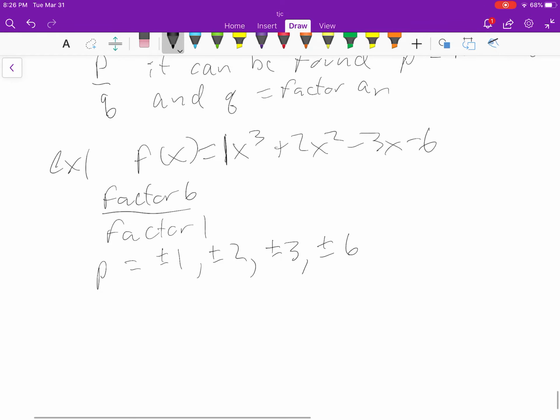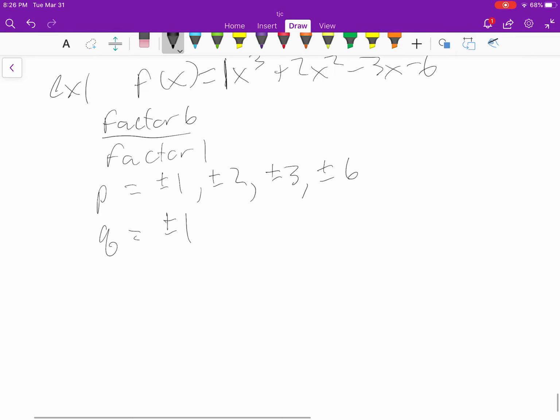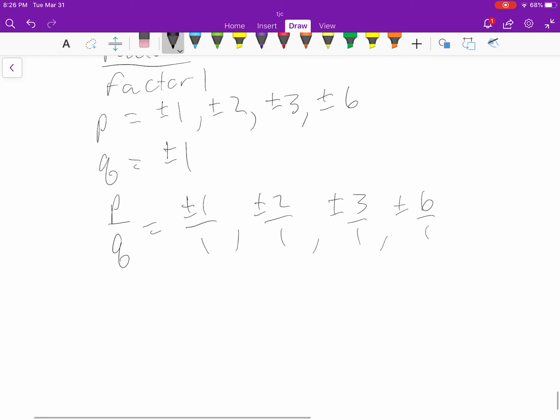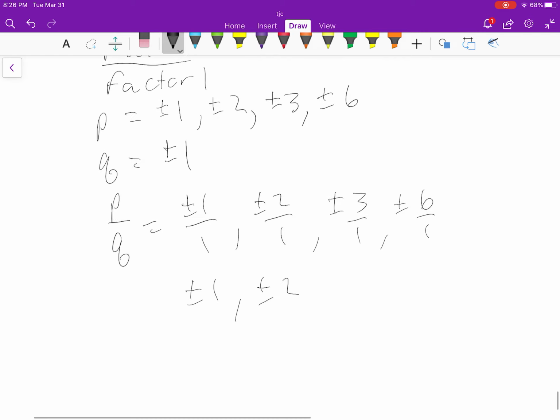And then a factor of 1 for the Q, well, the only thing 1 factors into is either positive 1 or negative 1. So then to find possible solutions, P over Q is going to be plus or minus 1 over 1, plus or minus 2 over 1, plus or minus 3 over 1, or plus or minus 6 over 1, which is just plus or minus 1, plus or minus 2, plus or minus 3, and plus or minus 6. So we have 8 possible rational solutions: 1, 2, 3, 6, negative 1, negative 2, negative 3, and negative 6.